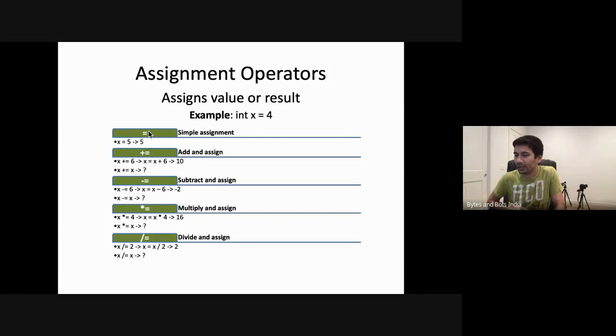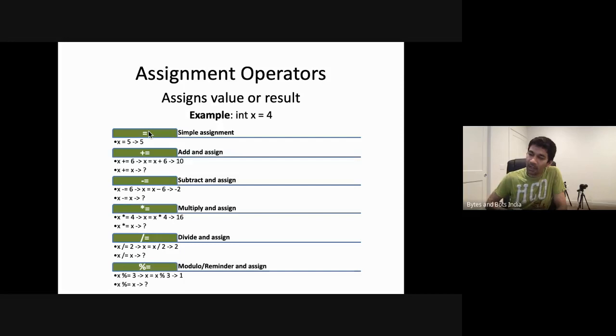But this is a handy shortcut. It's not required to use it all the time, but it's good to know. A lot of programmers use it, so it's good to be familiar with it. And finally, the last is modulo. Again, it comes back all the time. So x modulo 3 is equal to 1, because if you divide 4 by 3, the remainder is 1.